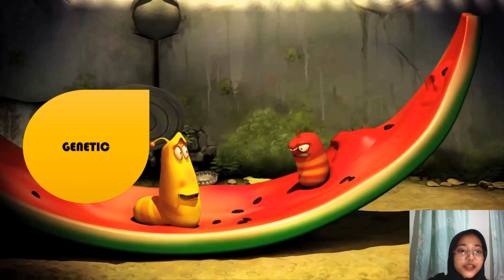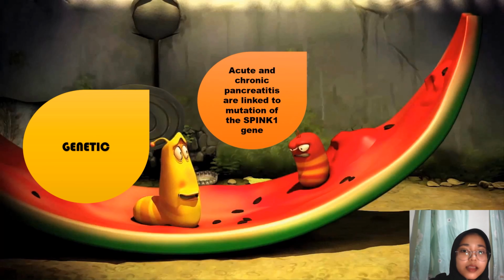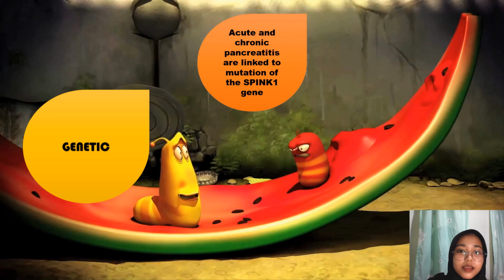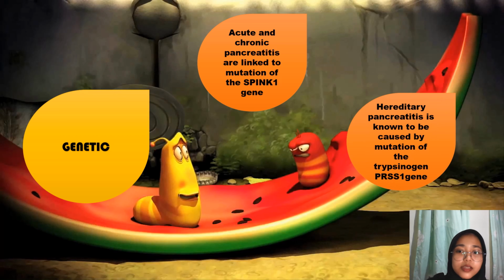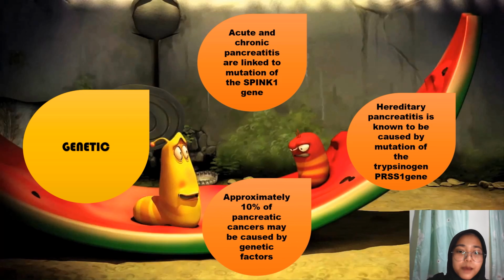This is about genetics, and this is the last factor. Acute and chronic pancreatitis are linked to mutation of the SPINK1 gene. Hereditary pancreatitis is known to be caused by mutation of the trypsinogen PRSS1 gene. Approximately 10% of pancreatic cancer may be caused by genetic factors.